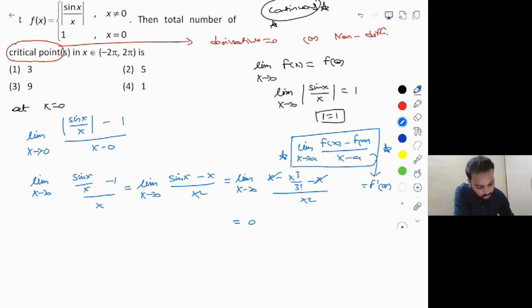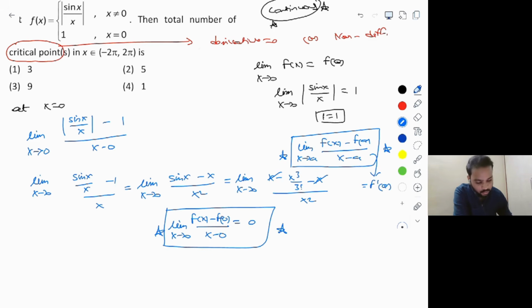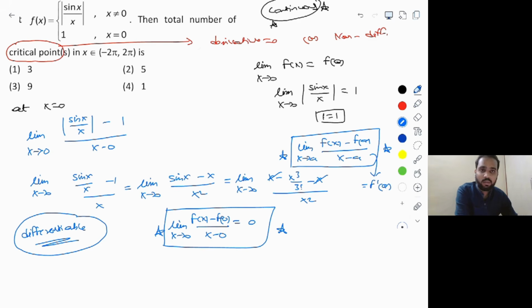Which means the limit of this function, I'm going to write it here, limit x tends to 0, f of x minus f of 0 divided by x minus 0 exists, and moreover that value is equal to 0. Okay, which makes the function differentiable here. Try to be careful. At x equal to 0, the function is differentiable, but here we are not checking for differentiability, we are checking for critical points. So what is the definition of a critical point? Either the derivative can be 0, or it is not differentiable.